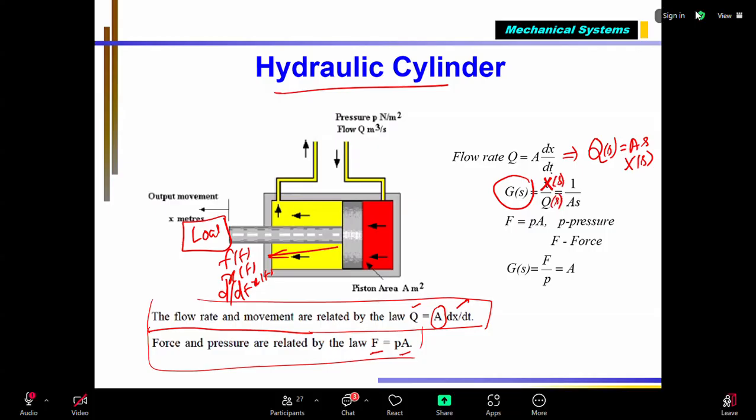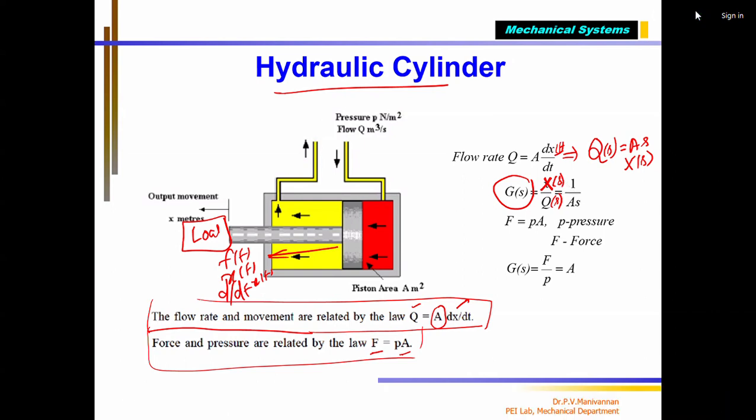I told you many times we don't write S within brackets, and here also t, time domain, frequency domain, you can write, otherwise you can leave it, well known. At least somewhere you have to show that it is a Laplace. That's why you put G of S within brackets, it is in the Laplace domain. X of S divided by Q of S, output divided by input flow rate, equals 1 divided by A into S. So this is the transfer function for the flow rate versus the velocity of the piston.